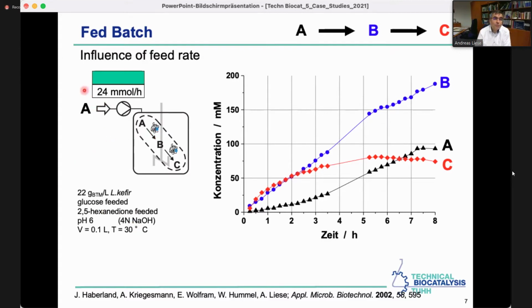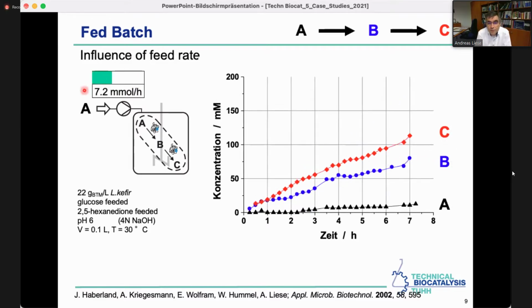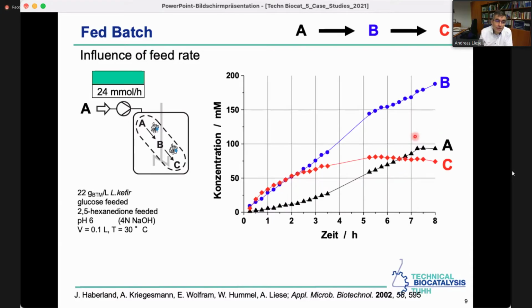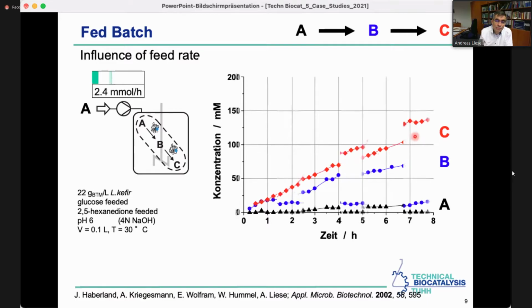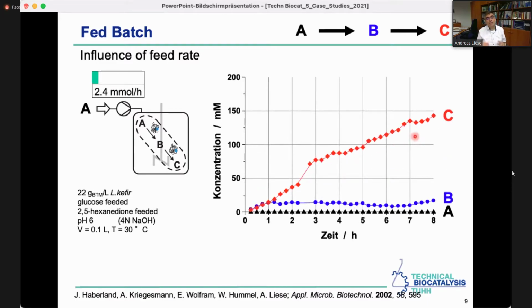Now let's do this. We have now here 24 millimole per hour, and I will reduce it now to 7.2, and you see the situation changes. We still have a slight accumulation of A. B is the intermediate, and C is the final product already. So just by reducing the feed rate, and if we further reduce the feed rate, we come to the scenario we were expecting. Namely that we constantly produce C, we have A not detectable anymore, and the intermediate B is on a very low level. So that's an ideal fed batch reaction.